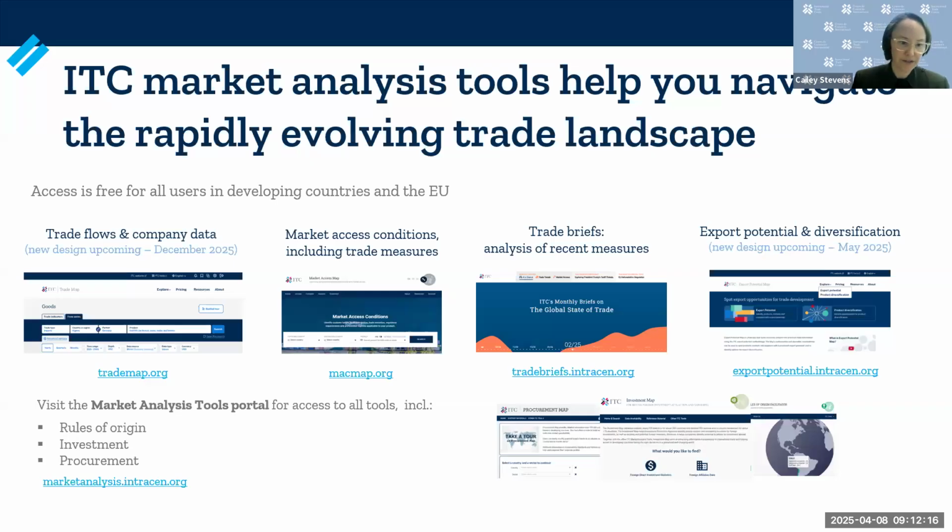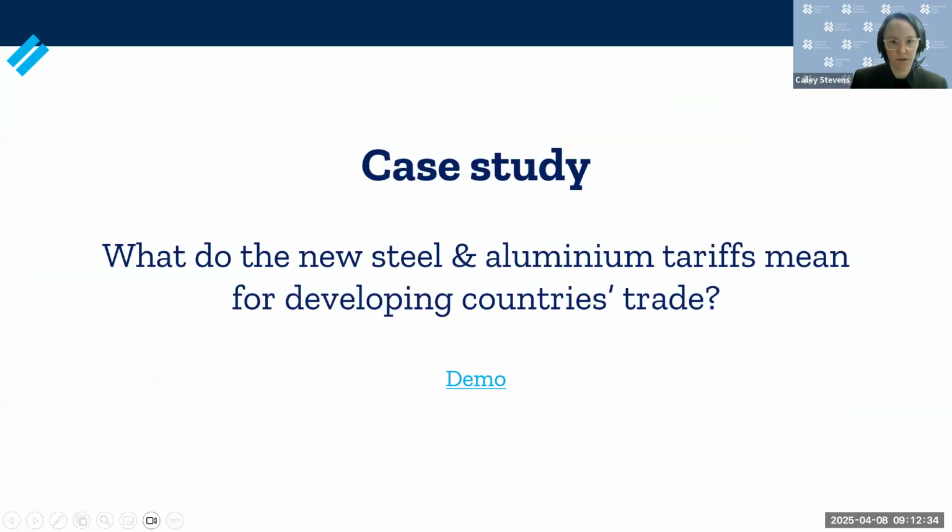I want to mention that Trade Map is currently being redesigned, and the new design will be launched at the end of this year in December 2025. And we have a new design for Export Potential Map, which should be released in May of this year. So now we are going to move to a demo of the tools, and we are going to look at how the steel and aluminum tariffs affect exports of fans from Vietnam to the US.